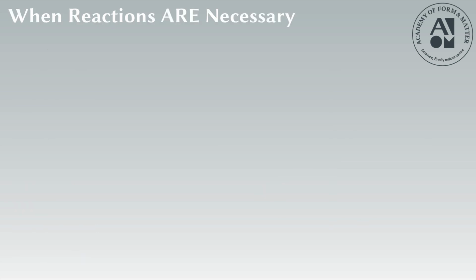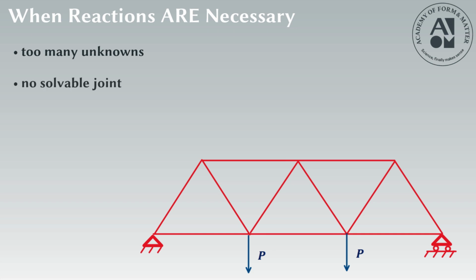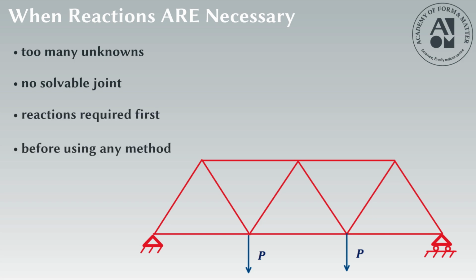But this strategy does not always work. Look at this truss. At every joint, there are too many unknown member forces. No joint can be solved immediately. So in this case, we must first calculate the support reactions before starting the method of joints, or any other method.